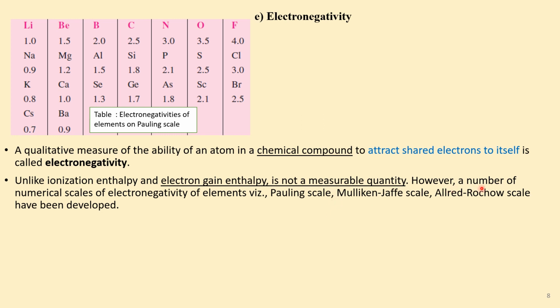However, a number of numerical scales of the electronegativity of elements, namely Pauling scale, Mulliken-Jaffe scale, Allred-Rochow scale, have been developed. The table on the screen shows the electronegativity of elements on the Pauling scale.